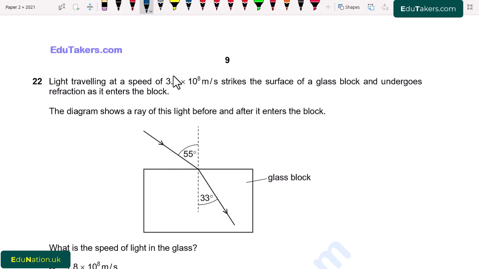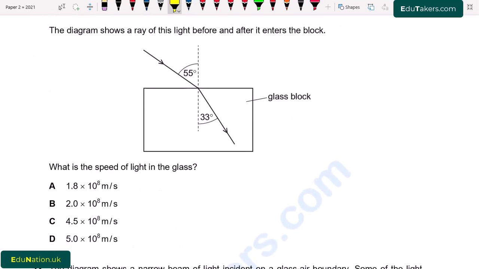Question number 22. Light traveling at a speed of 3.0 × 10^8 meters per second strikes the surface of the glass block and undergoes refraction as it enters the block. The diagram shows a ray of this light before and after it enters the block.